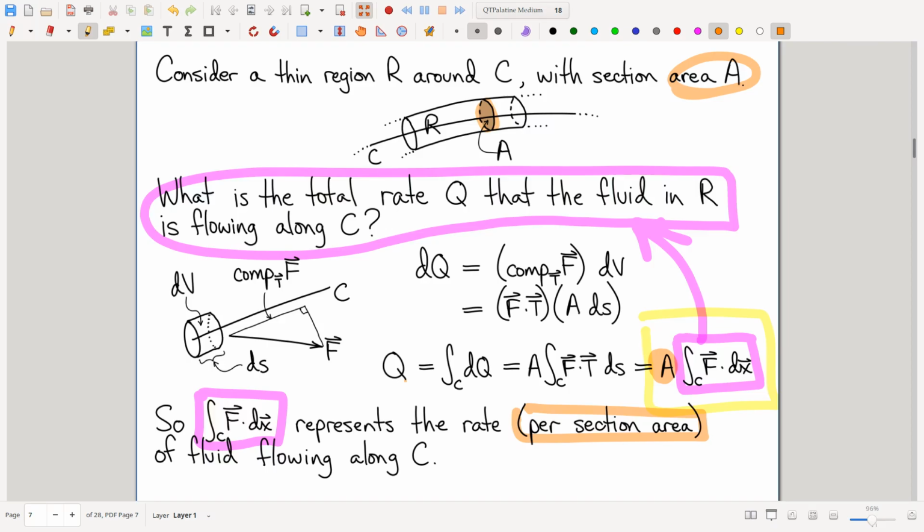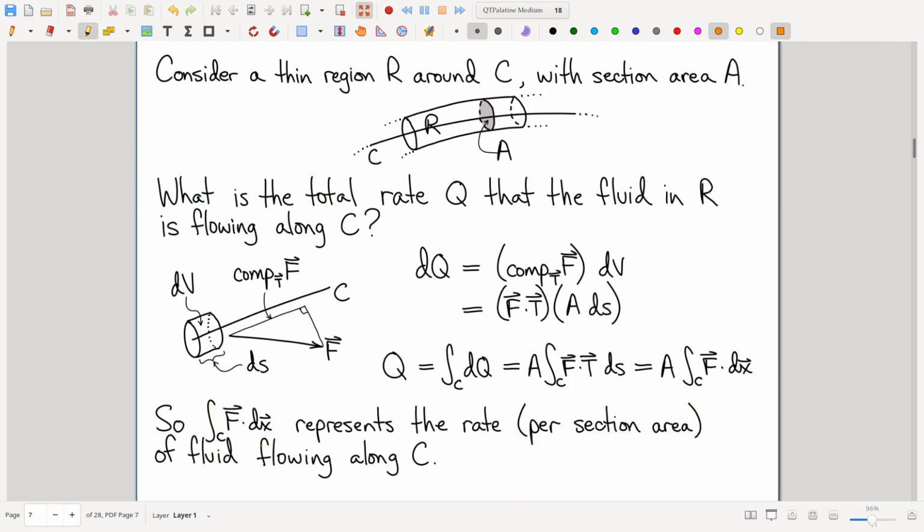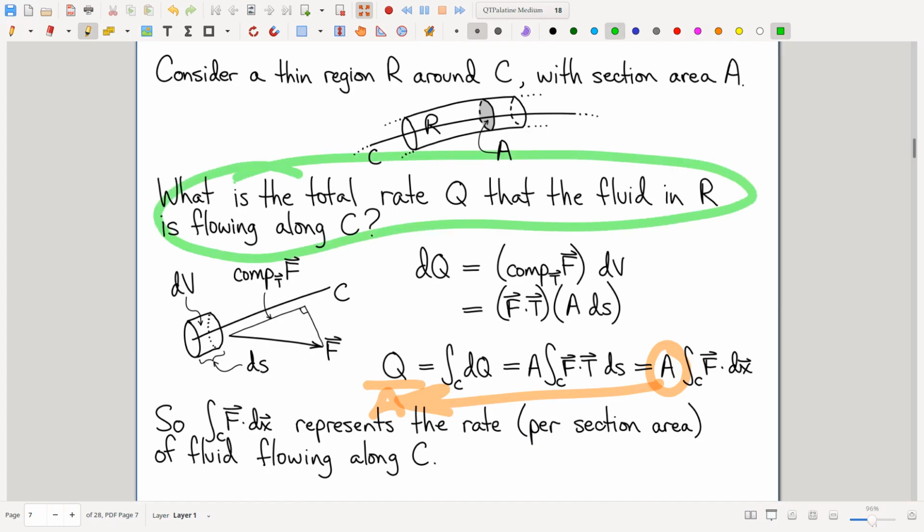And you said that it's per cross-sectional area. Why? Oh, yeah, so think of it this way. I could take this factor of area and make it a denominator over here and say the answer to this question, if I were to divide by the cross-sectional area that I didn't really care about in the first place, then what you end up with is an interpretation of the line integral.